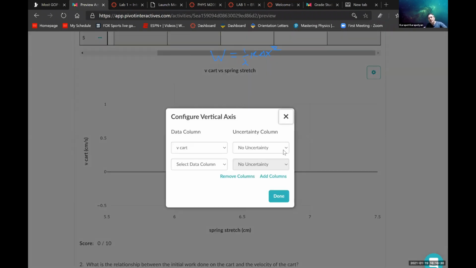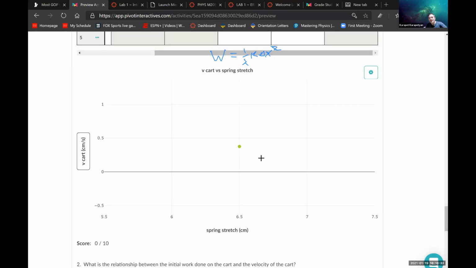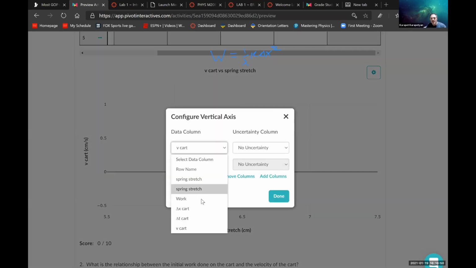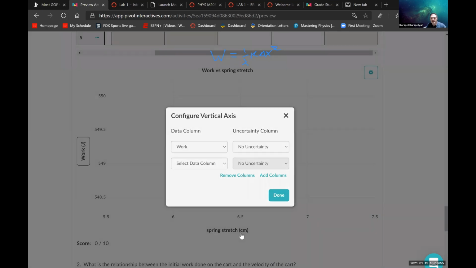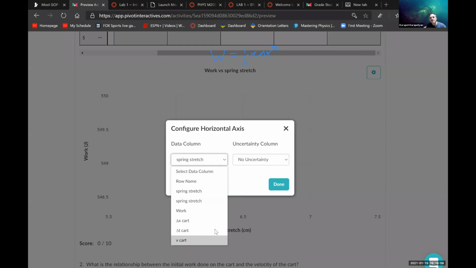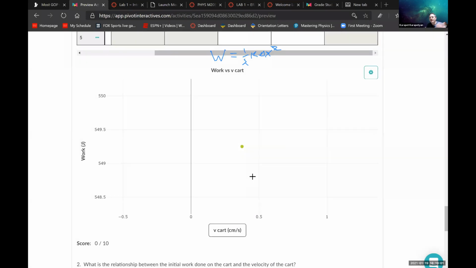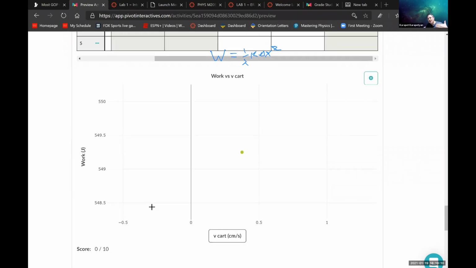Again, don't worry about whatever I have right now. It says velocity and the spring stretch, right? You're not doing those. You can change it any way you want. Remember, we're doing speed, work done, the type of relation between spring and work done. So for example, if I put work done here and speed here, I have just one data point, but if I have more data points, I should get a parabola. So this is the graph that you want to do first.